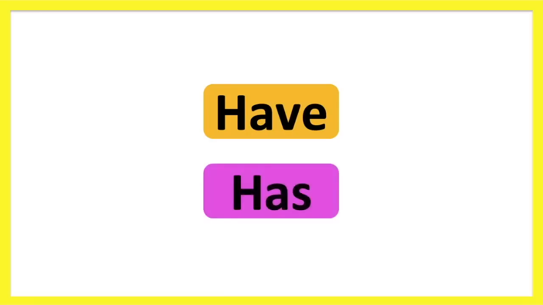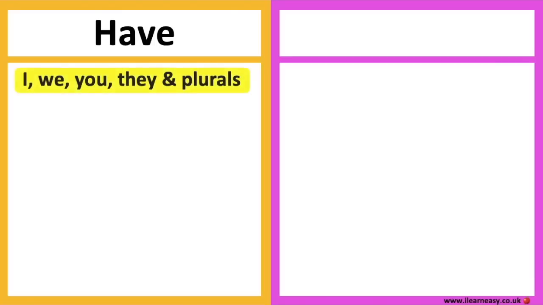Have, has. Both have and has are verbs. They can be used to show possession, or they can be used as helping verbs in a sentence. The form used will depend on the subject in the sentence. Have. Have is used with pronouns I, we, you, they, and plural nouns in the present tense. It's used when speaking in the first person, second person, or third person plural.